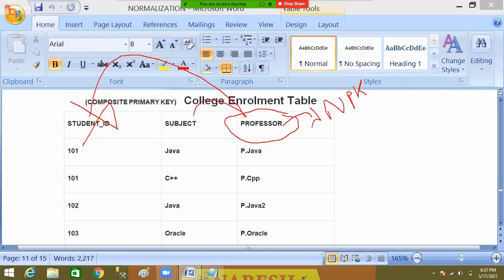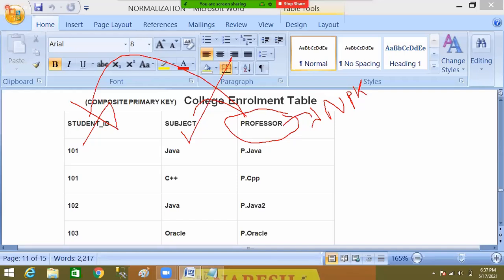Professor depends on subject. But whenever the professor column depends on subject, the professor column should be a super key. Yes or no? But here the professor column is not a super key, because we are not applying any primary key on it. Professor depends on subject; subject is a super key, but not professor.